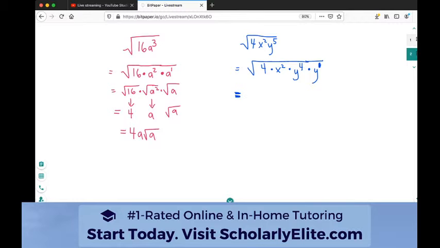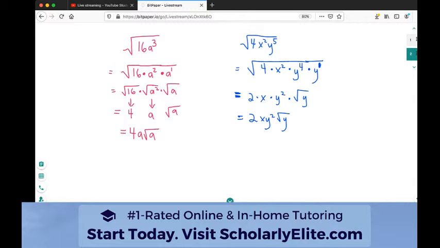So the square root of 4 is 2. The square root of x squared is x. The square root of y to the power 4 is y squared. And again, I don't know the square root of y, so I'm going to leave it like that. So our final answer here is 2xy squared times the root of y.